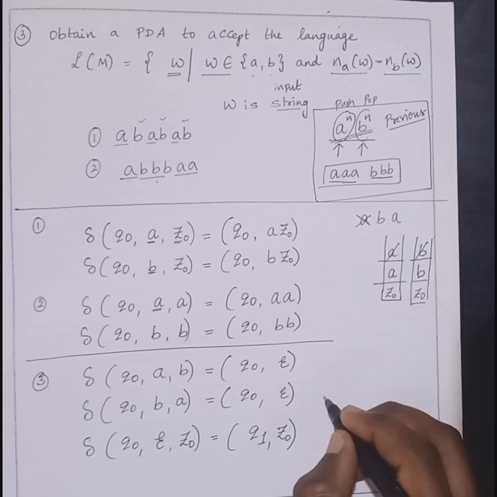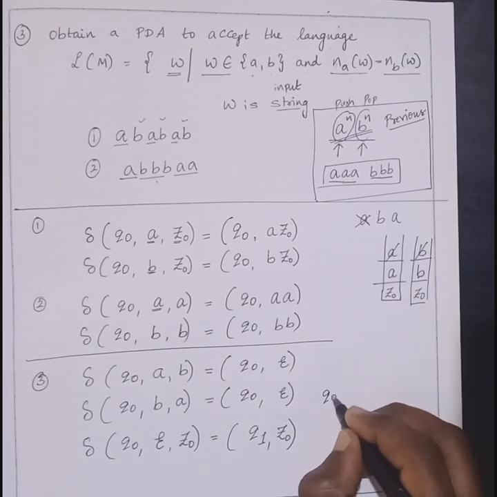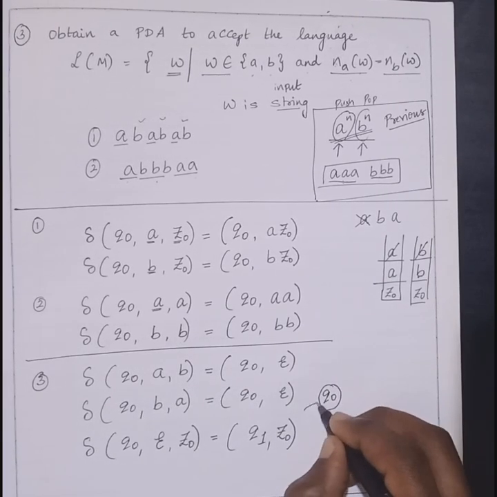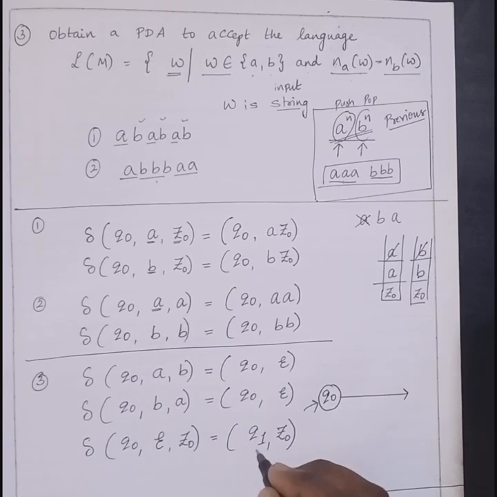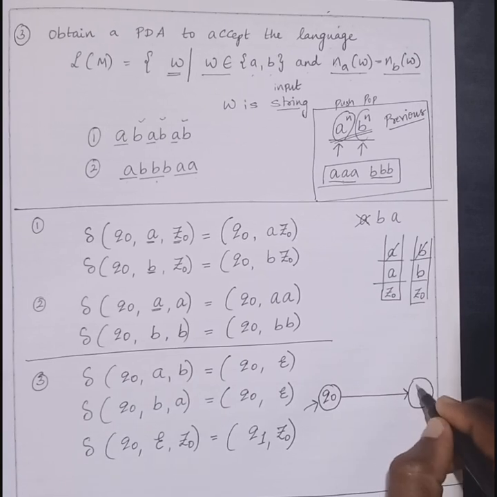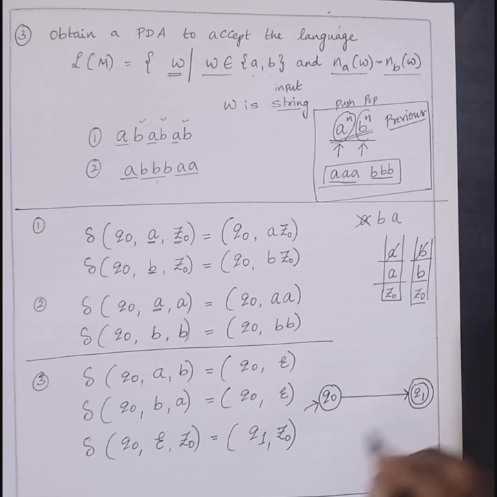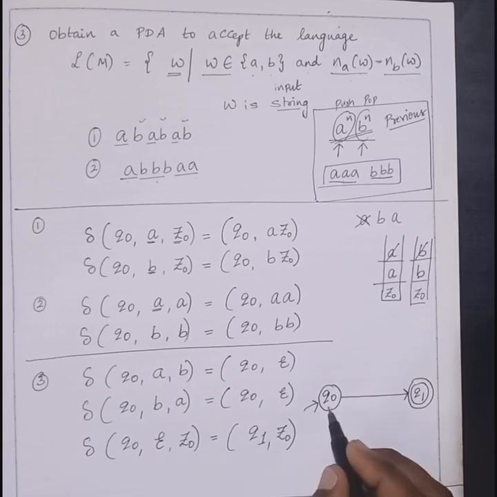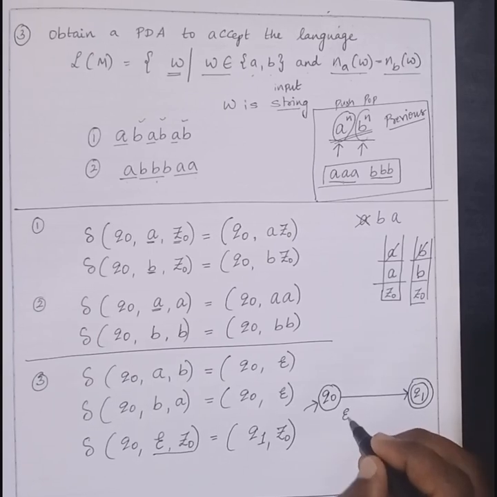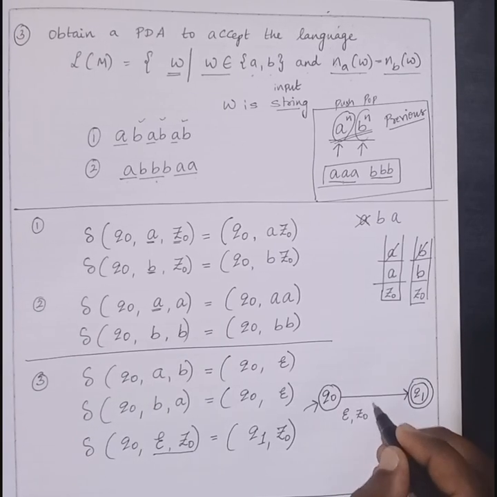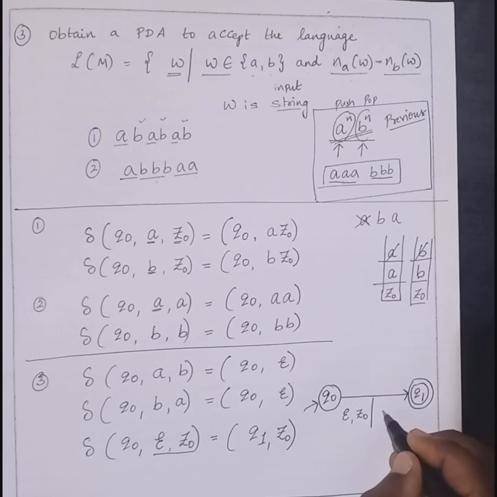Okay, we'll draw the transition diagram. So we have q0, we'll make it the first state, and we have q1, which is the final state. So we'll mark it with a double circle because it's a final state. Now we'll write this transition. From q0 to q1, what was the transition? Epsilon comma z0 is the input, such that the output is z0. It will retain the z0 as it is.